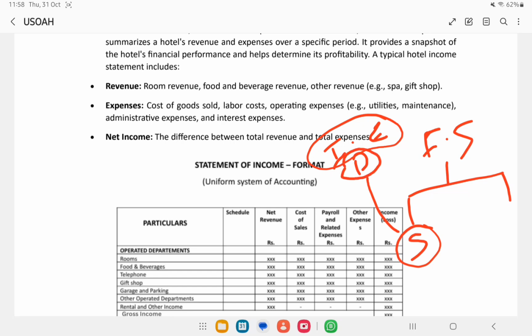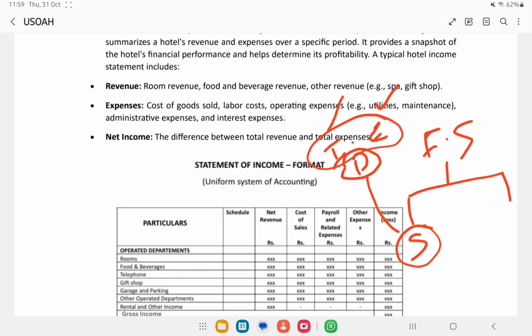What is an operating department? Any department that has its own income and expense is called an operating department. So the very first thing you have to do in hotel accounting is to find the operating departments, that is, departments that generate their own revenue and have their own expenses. Such departments have to be found out, and for each department we will individually prepare a small income statement. It is called a schedule.